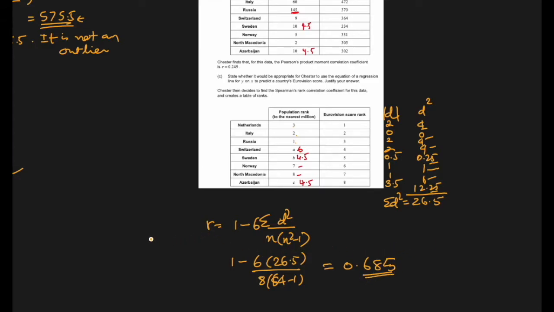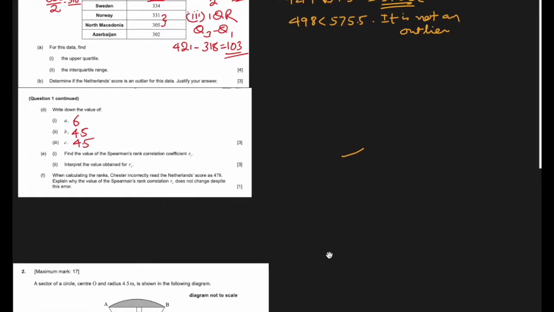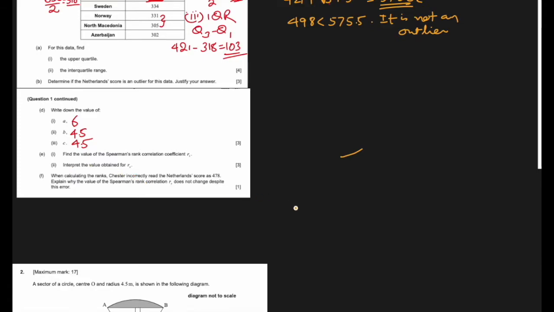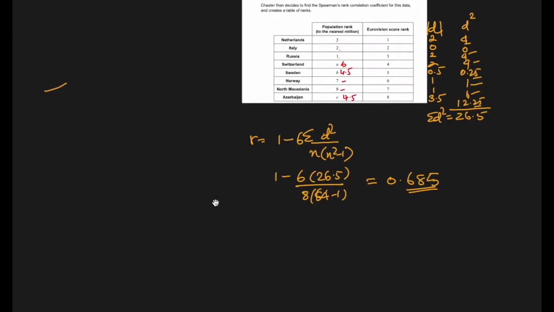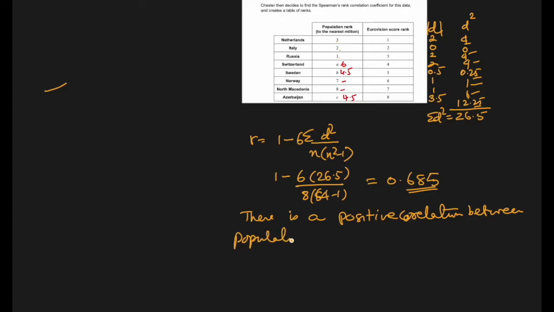Okay, what is the next part? It's asking to interpret the value obtained for R. So we can interpret, what does that mean? We can say that it is more than 0.5, so there is a positive correlation between population size and Eurovision score rank. So there is no relationship between the population and the score, but the rank has a relationship with the population.